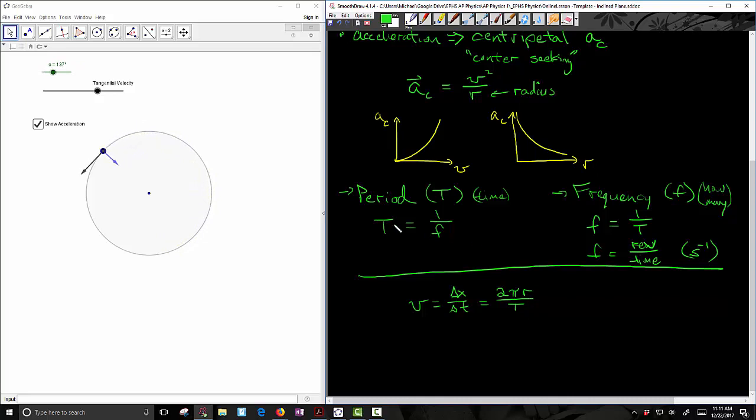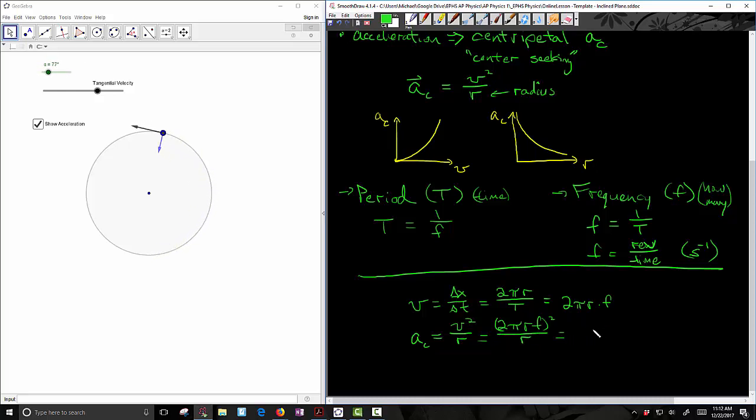But now we also know that period is 1 over frequency. So I can substitute here. This would also be equal to 2 pi r times f. So these are equivalent. Frequency is 1 over T. You see the substitution there, T to f. Okay, and then we could say the centripetal acceleration is v squared over r. And then I can substitute here. So I would get 2 pi r f, that's my velocity up here, squared over r.